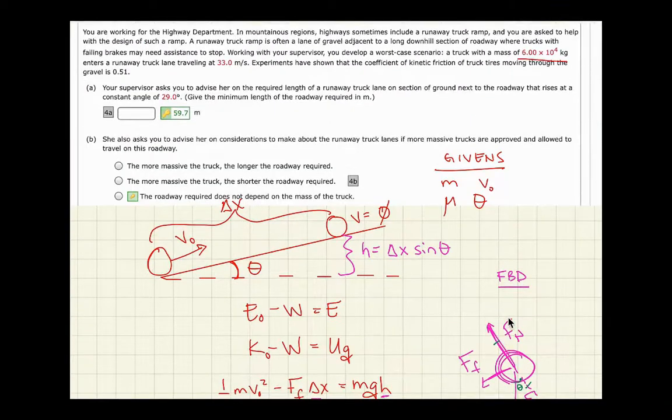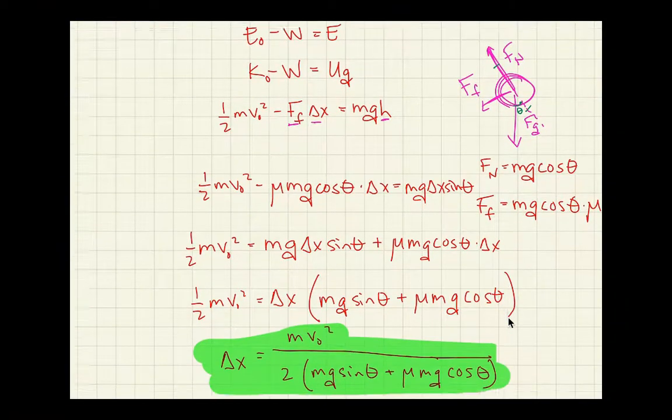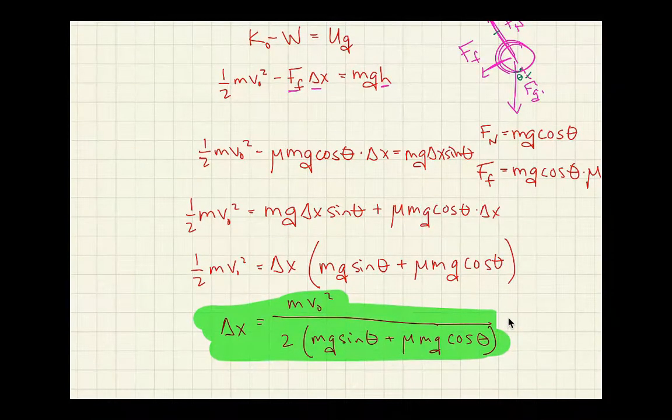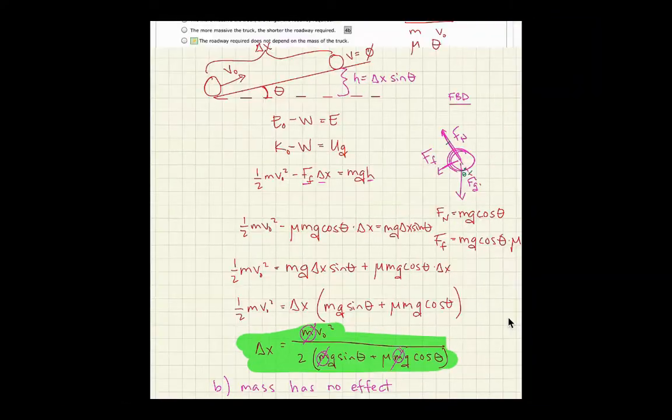Second part of this question says, you need more massive trucks, right? If I wanted it to be more massive trucks, what would happen to that? And if you look at this equation, you can see that the mass of the truck appears in every term. Mass, mass, mass. And so the mass actually cancels. So for part B of this, mass has no effect. It's included in every single term, therefore it cancels out in the long run. So that's this problem.